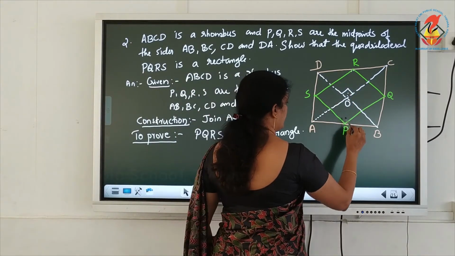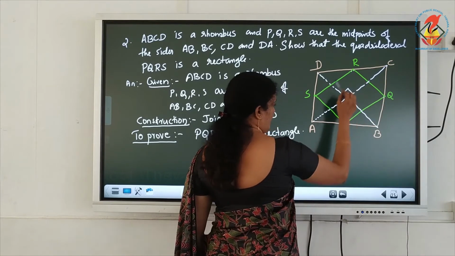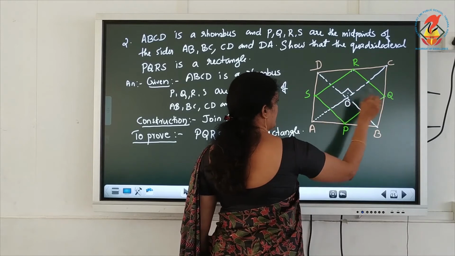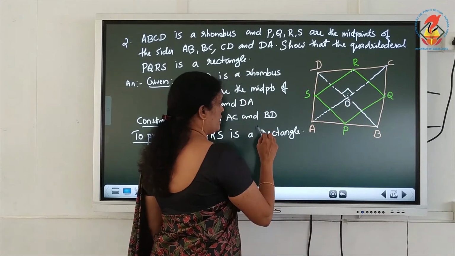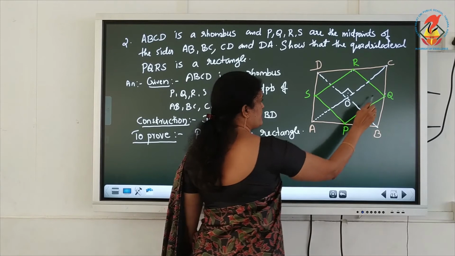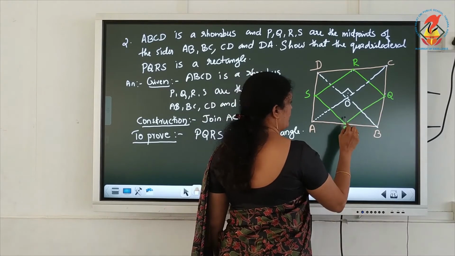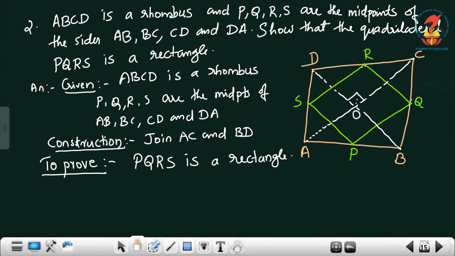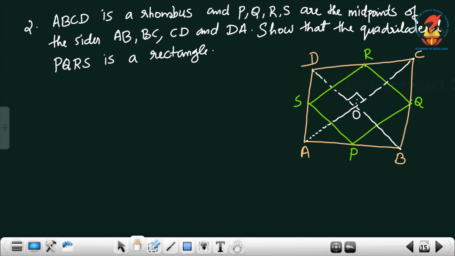PQRS is a rectangle means opposite sides are equal. We need to prove that PQ equal to SR, PS equal to QR. Then in a rectangle each angle is 90 degrees. We have to prove that one of the angles is 90 degrees. Okay. How will you prove this? PQRS is a rectangle. Okay.